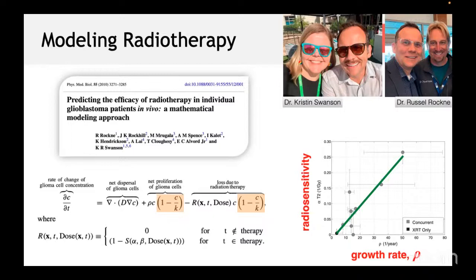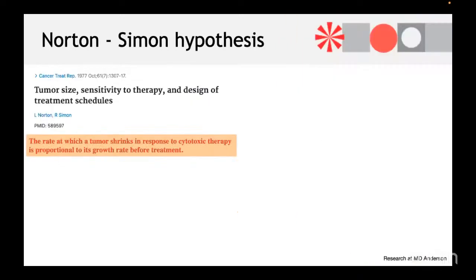What's also important is what I've highlighted here in orange: Kristen and Russ have used a logistic growth and a logistic radiation response. This is known as the Norton-Simon hypothesis from 1977, which states that the rate at which a tumor shrinks in response to cytotoxic therapy is proportional to its growth rate before treatment.